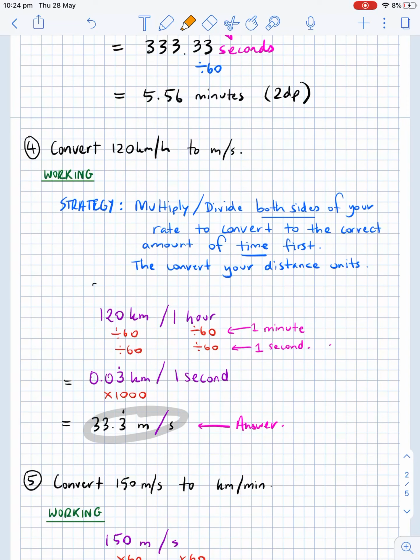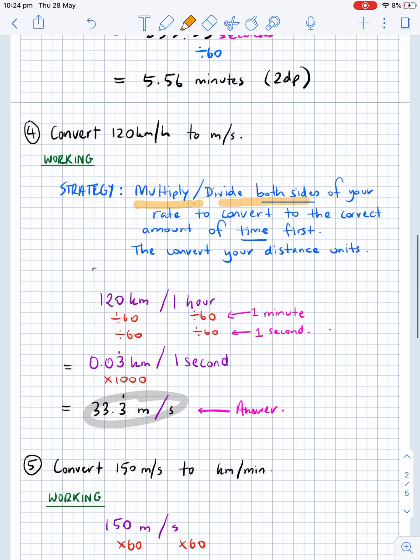So the strategy is to multiply or divide both sides of your rate. So this is our rate here. Multiply and divide both sides of it to convert to the correct amount of time first. We want to somehow change this hour so it becomes a second. So we want to change that first, and then you want to convert your distance units. So after we've changed an hour to seconds, then you want to convert kilometers to meters. That's the strategy. So let's do that.